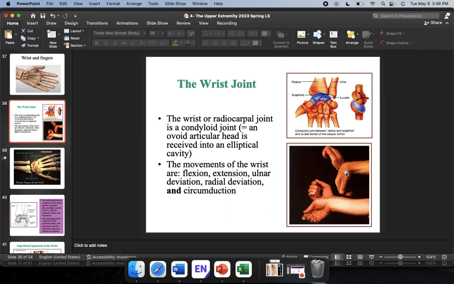The movements at the wrist that are possible are flexion and extension, ulnar deviation and radial deviation, and then the wrist can circumduct inside of those planes. So in the frontal and the sagittal plane, the wrist can circumduct.